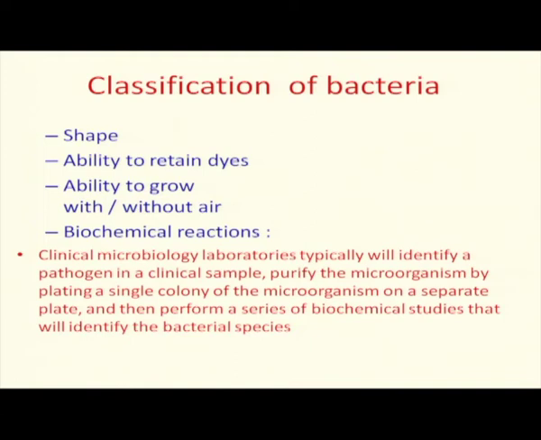So basically we divide them by shape, as I said: spirilla, bacilli, cocci. Then the ability to retain the dye, gram staining, is the major identification factor: is it gram positive or gram negative? There are certain microbes which do not accept gram stain, and then you can use other staining methods like acid fast staining to identify those organisms. Then whether you require oxygen, the ability to grow with air or without air, and the final classification would be based on biochemical reactions, the different metabolic pathways. So, if you are given a specimen and asked to identify the bacteria, you first look at its shape under the microscope, then you do a gram staining to identify whether it is gram negative or positive.